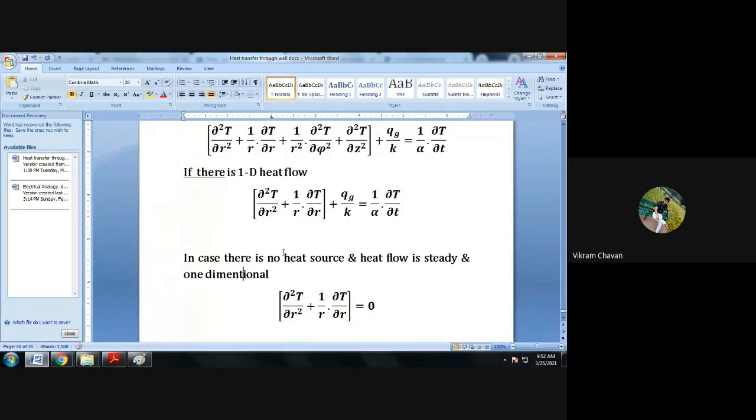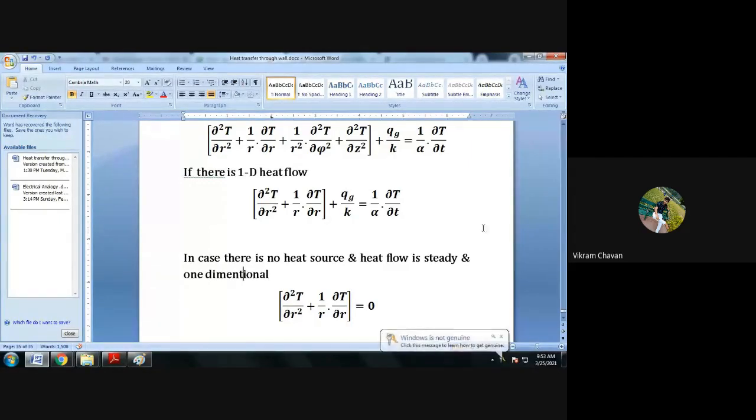Okay, getting everyone? Is there any question, any doubt? Please let me know whether you understood this particular equation, or shall I repeat?